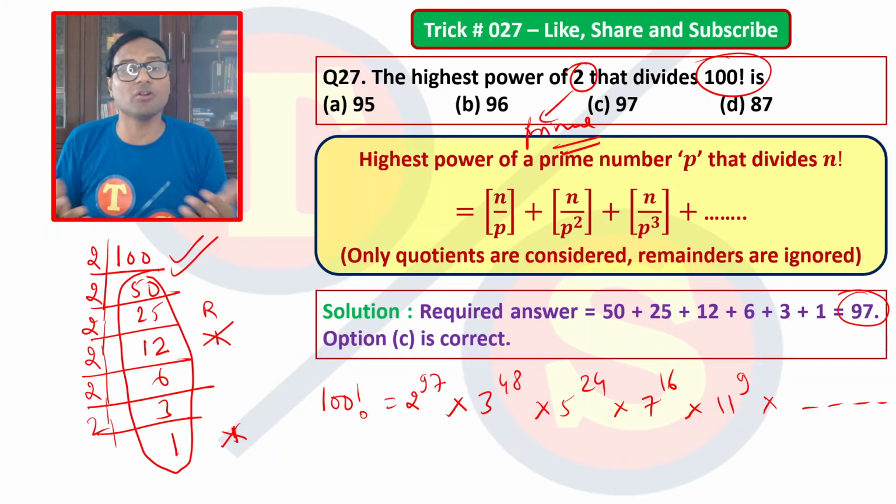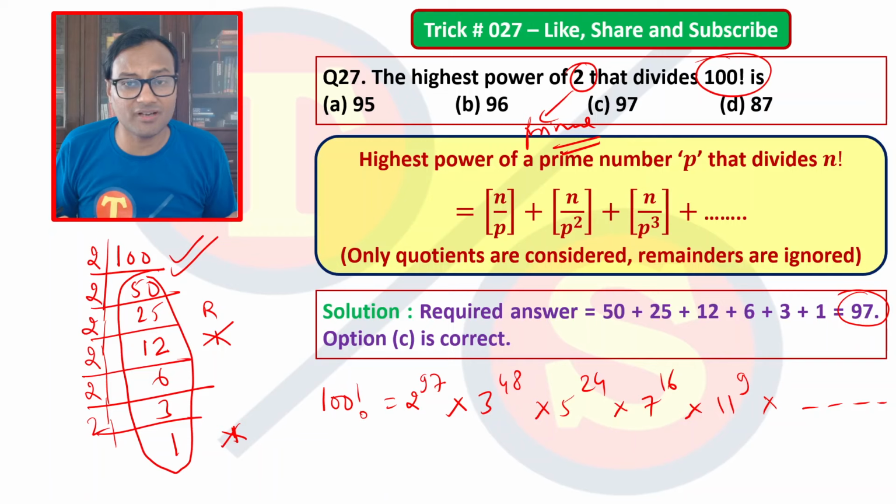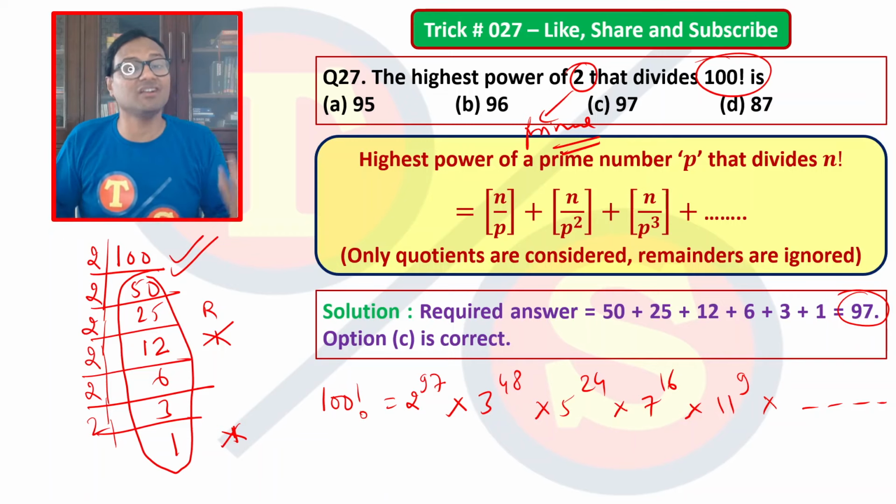Any higher power of 2 will not divide 100 factorial completely. If I say that 100 factorial, is it divisible by 2 to the power 98? So my answer will be no. The highest power of 2 which can divide 100 factorial is 97, right?